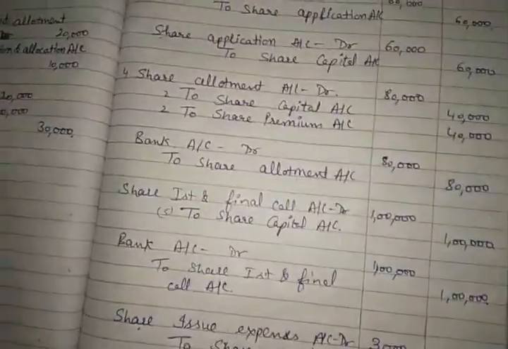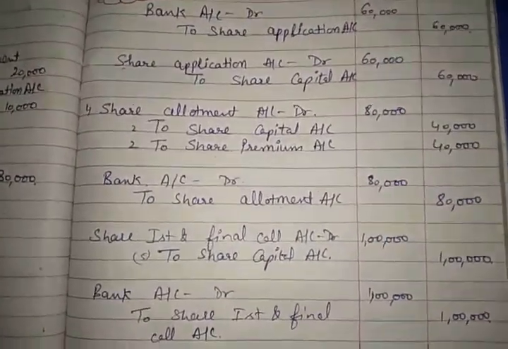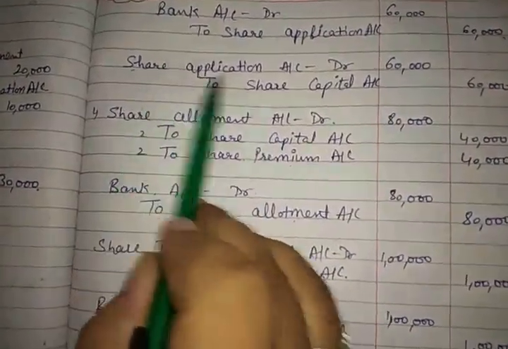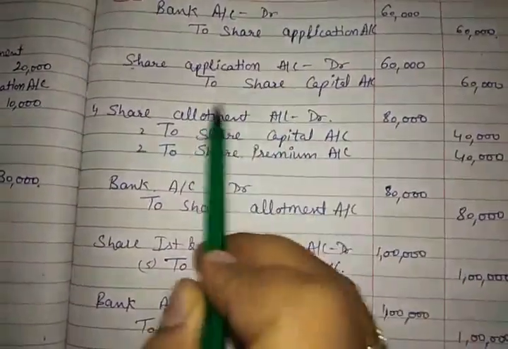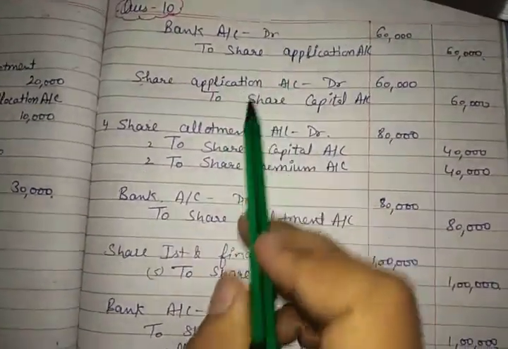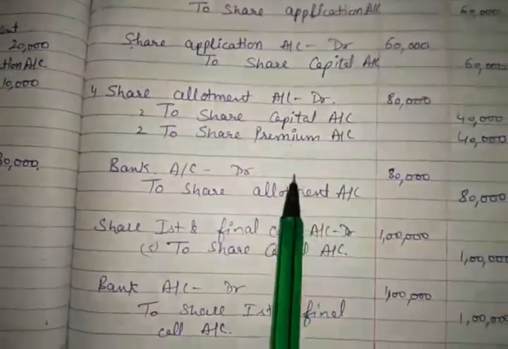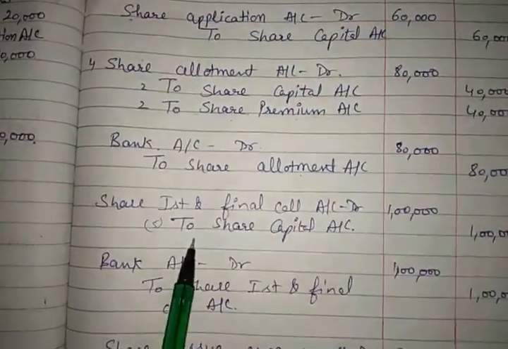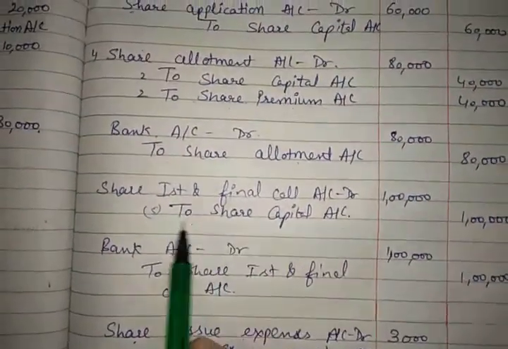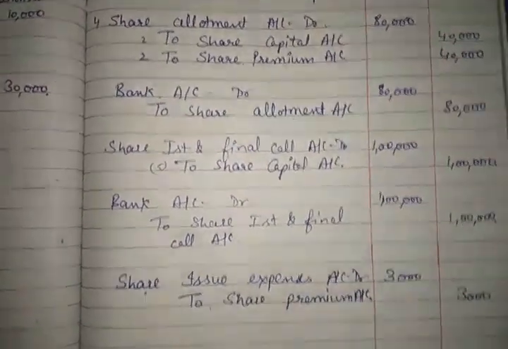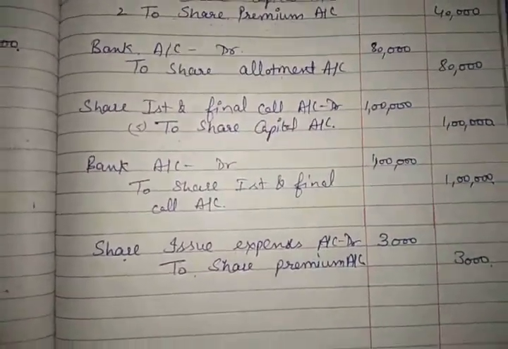Suppose you have premium in the application money, so here will be a change: share application account debit to share capital and to security premium. This entry will be the same, and here will be a change. This entry will be the same because we have already entered share premium. Now here we will have to enter to security premium account, and this will be the same. This is just a slight change when you are receiving premium in installments.